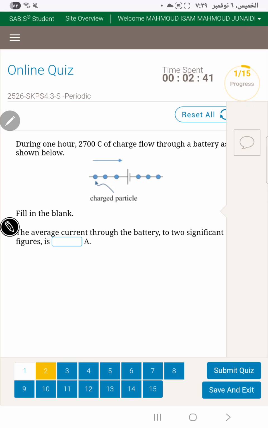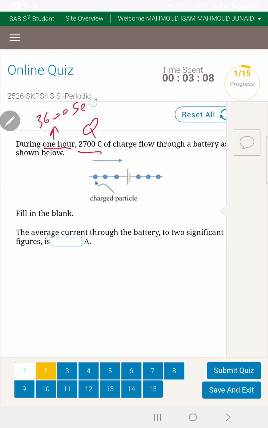Question number 2. During 1 hour, 2700 coulomb of charge flow through a battery as shown in the diagram. Fill in the blank. The average current through the battery to 2 significant figures is. So here you are given the quantity of charge and you are given the time. The time is 1 hour and 1 hour is 3600 seconds. Time must be in seconds.